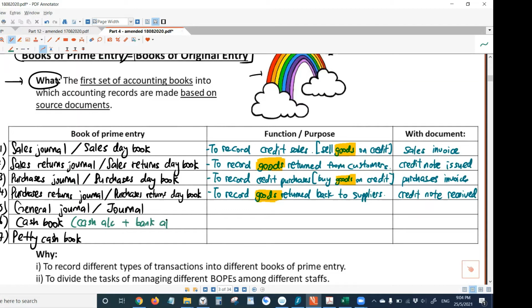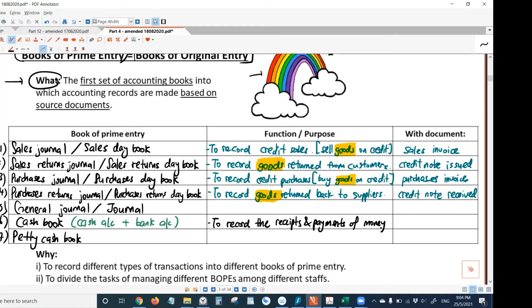It's the combination of cash account and bank account. So when do you use the cash account and bank account? When you receive money or make payment, right? So that's the function of cash book. Write down: to record the receipts and payments of money.